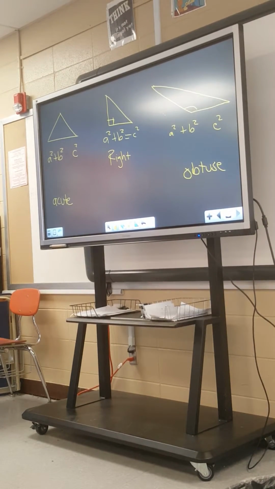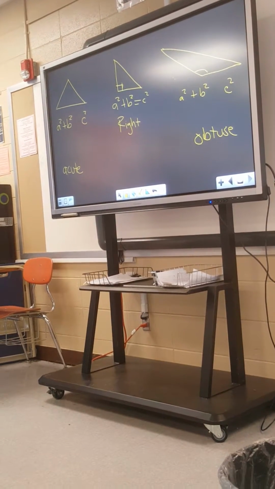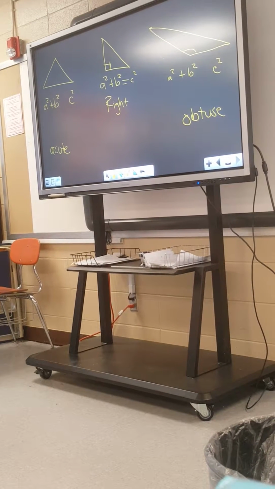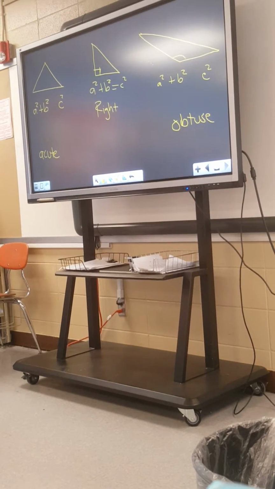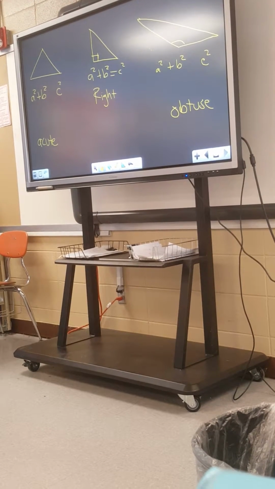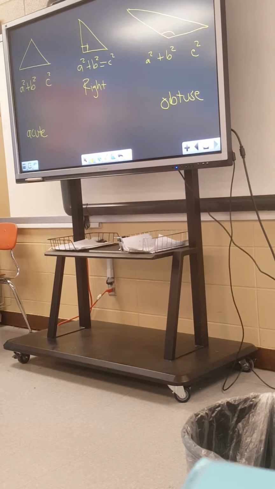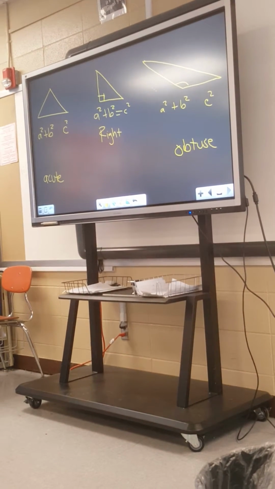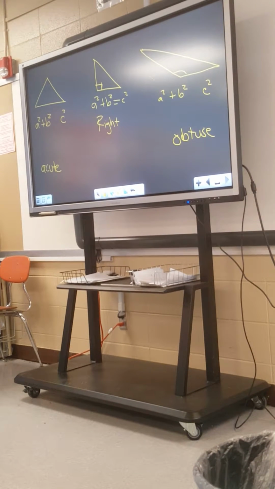Press pause. Who can tell me which goes where and why? Trent, I'm going to read this. Because the A and B will be smaller than the hypotenuse. So then it would be less than, wouldn't it? Because it's going to be smaller.